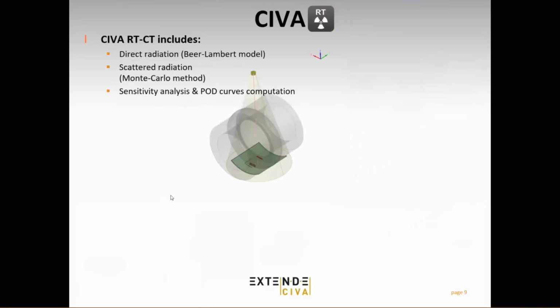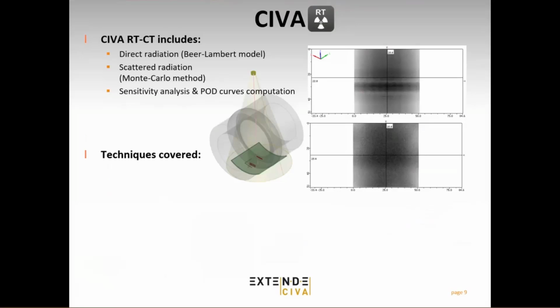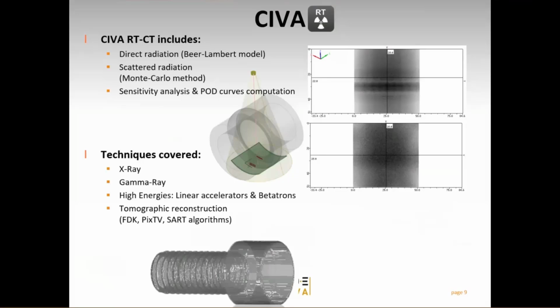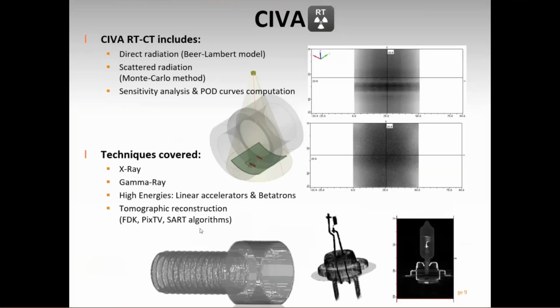And finally, the X-ray module allows you to reproduce photonic radiation in a component due to an X-ray source or a gamma ray source, including direct and scattering radiations. It also includes sensitivity analysis and periodic curves as well. X-ray, gamma ray, high energies source can be included. And you also have an add-on to perform CT, so tomographic reconstructions with a set of different algorithms available.